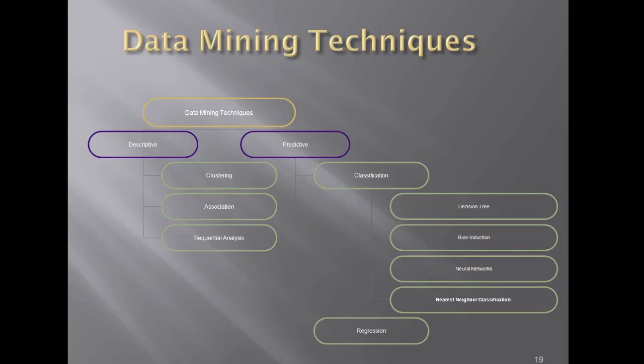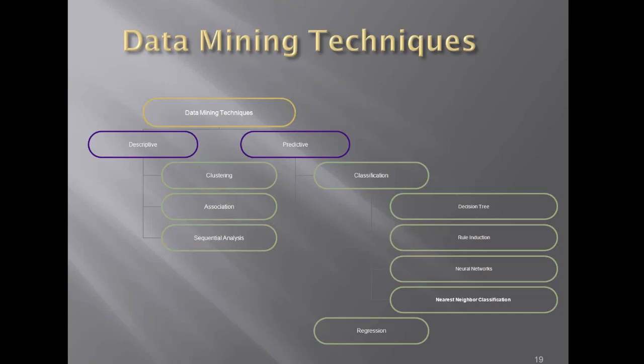Now this is basically a diagram portraying the overall picture of data mining. Okay, let's start at the top. We have data mining techniques. There are two different styles of data mining. There's descriptive data mining and there's predictive data mining.